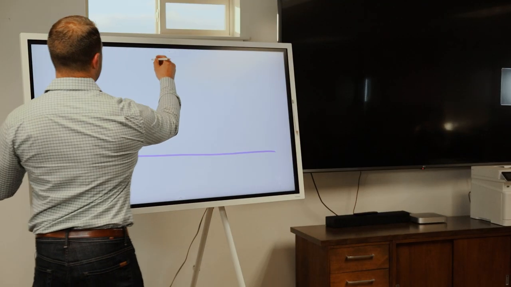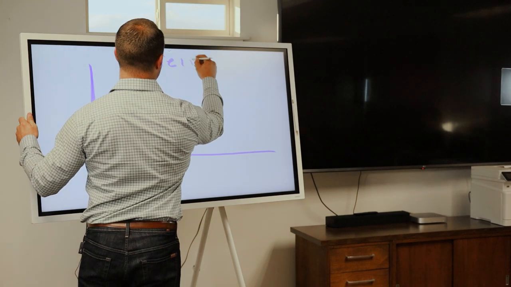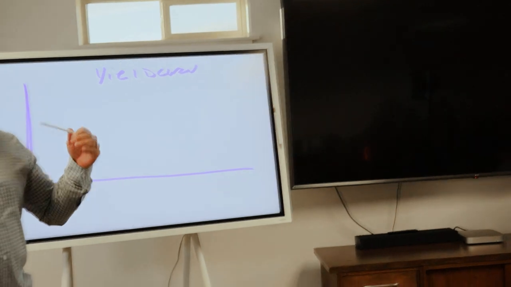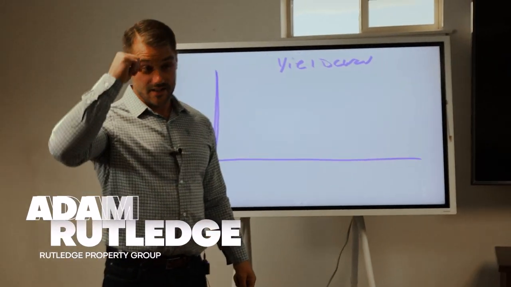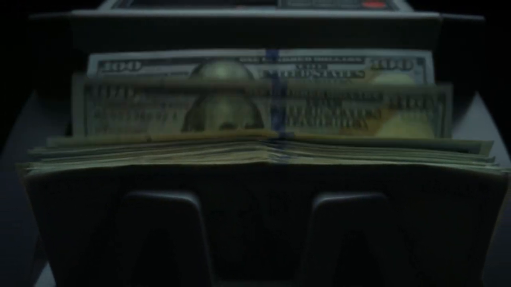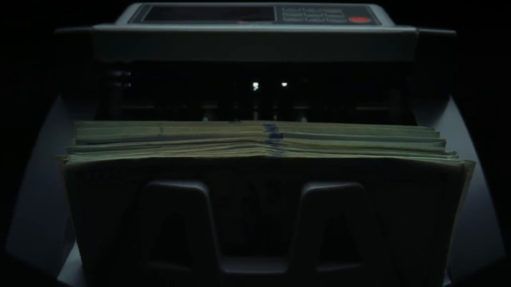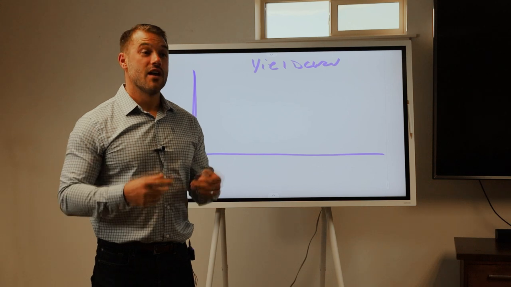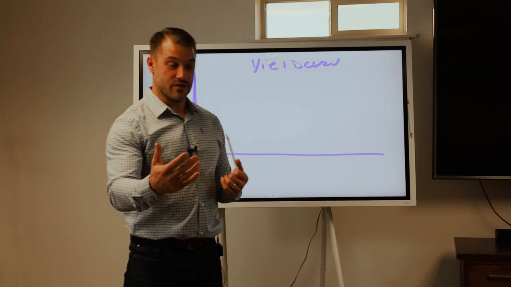So this is the yield curve. We're doing economics today. If I'm gonna loan Caitlin $10 and she's gonna pay me back in a month, versus me loaning Caitlin $10 and she's gonna pay me back in 10 years, do you think the interest rate would be higher for the 10 years that she has my money or for the 30 days that she has my money? For the 10 years, that is correct. Because I can't access that money for 10 years.